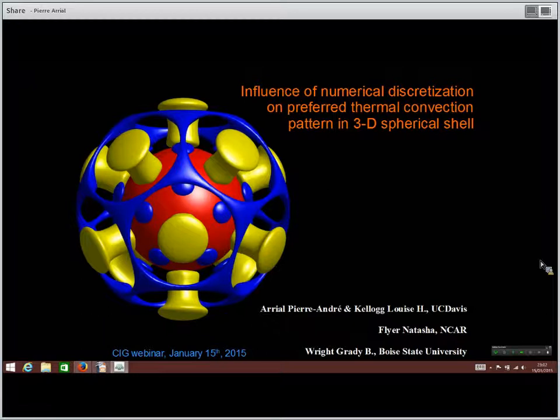So today we have Professor Louise Kellogg and Dr. Pierre Arial. Louise is a professor at UC Davis and both the director of CIG and the Keck Caves. She has a range of interests and expertise spanning mantle convection, numerical methods, earthquake physics, and crustal deformation, immersive visualization, and the intersection of art, science, and technology.